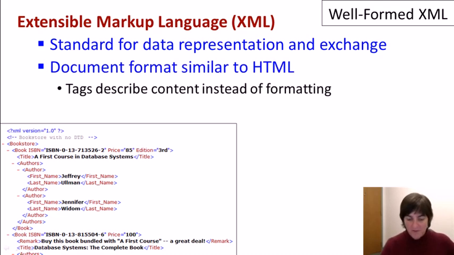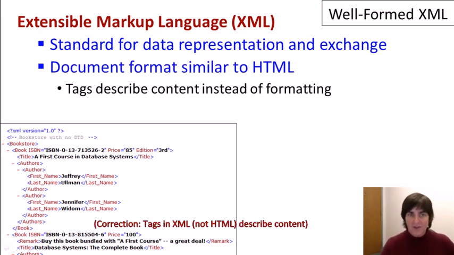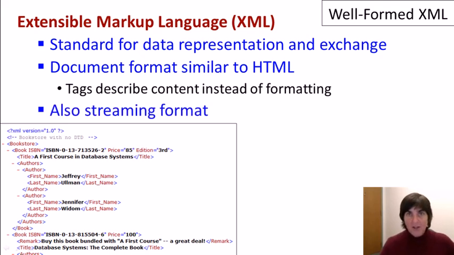XML can be thought of as a document format, similar to HTML, if you're familiar with HTML. Most people are. The big difference is that the tags in an XML document describe the content of the data rather than how to format the data, which is what the tags in HTML tend to represent. XML also has a streaming format, or a streaming standard, and that's typically for the use of XML in programs, for emitting XML and consuming XML.